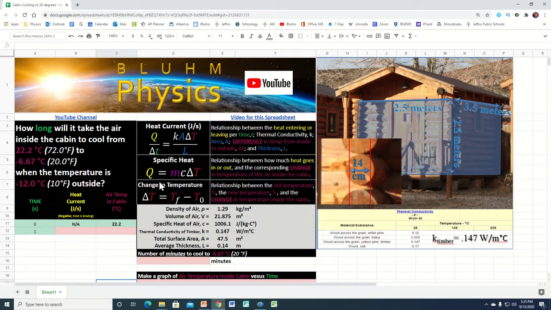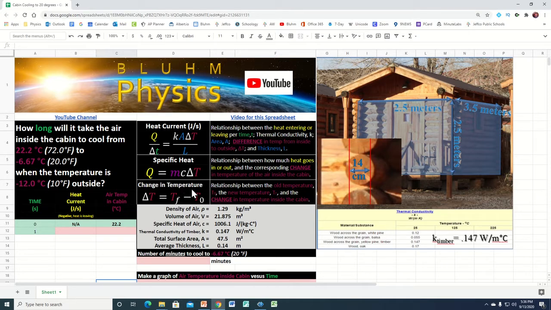An example would be the specific heat of water. If I had 1 gram of water and it changed its temperature by 1 Celsius degree, because the specific heat of water is 1, it's going to take 1 calorie of heat to do that. If I had, say, 5 grams of water and I wanted to change its temperature by 3 degrees, 5 times 1 times 3, it would have taken 15 calories to do that.